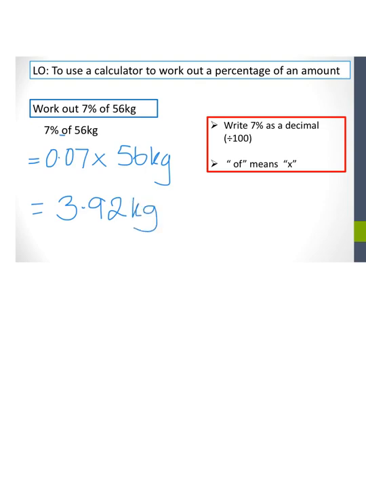Now, just because the question says use a calculator, that doesn't mean you don't show your working out. You have to make sure that you write out, so whatever you're putting into your calculator, just write it down. Okay, it is really important.